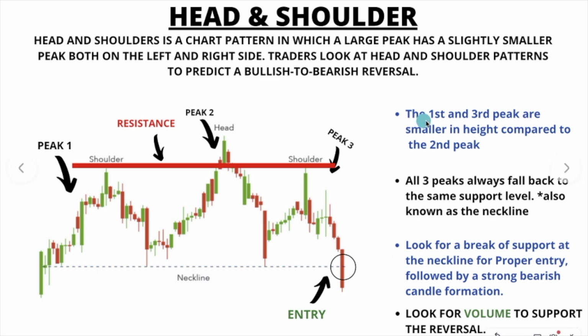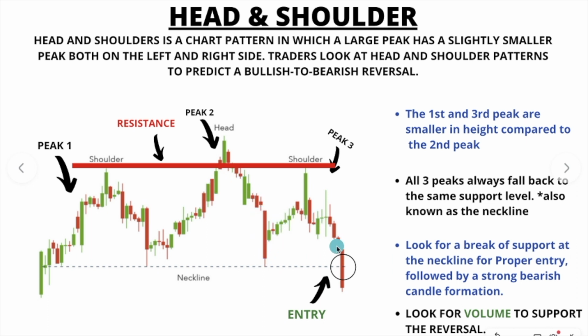So just some key things to keep in mind. The first and third peak are smaller in height compared to the second one. If you're looking at the two shoulders, they're always smaller than the head itself. The second key thing is that all three peaks always fall back to the same support level, also known as the neckline. Every time price gets rejected at the resistance above, on both the shoulders and the head, it always comes back to the neckline just to bounce back up again.